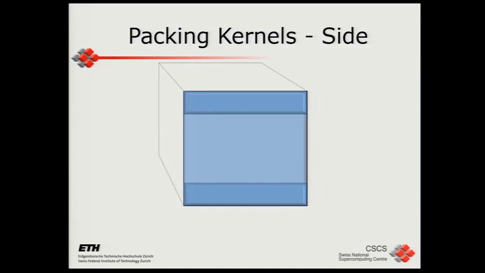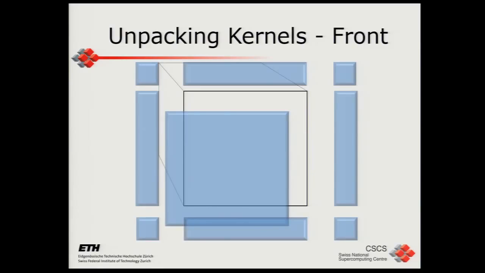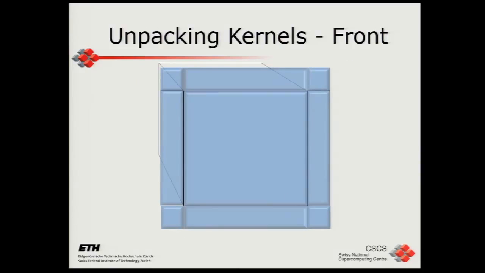One kernel per surface. There are 2 surfaces, one in the front, one in the back. So there are 6 kernels that do this operation. Unpacking works in the same way, only that, of course, the data has to be placed on the outside of our 3D array.